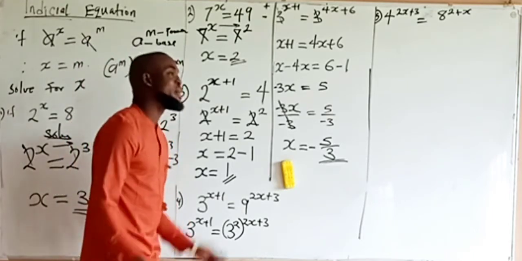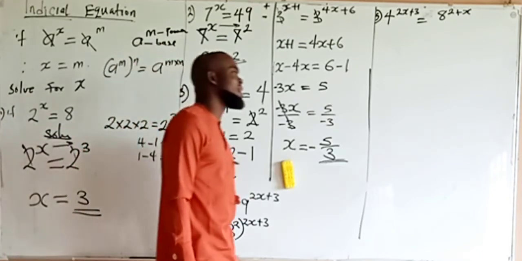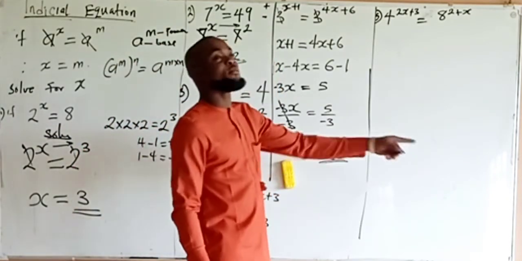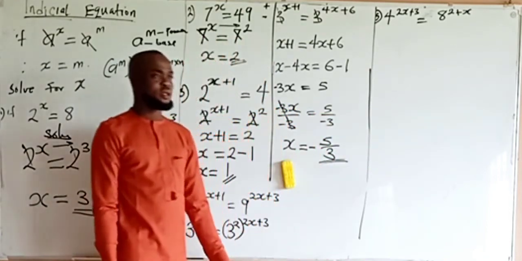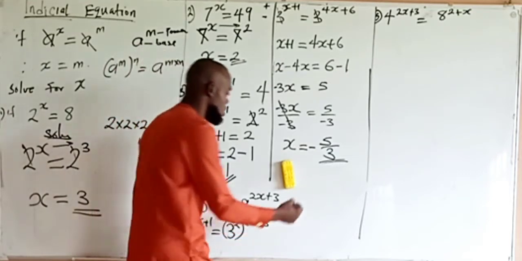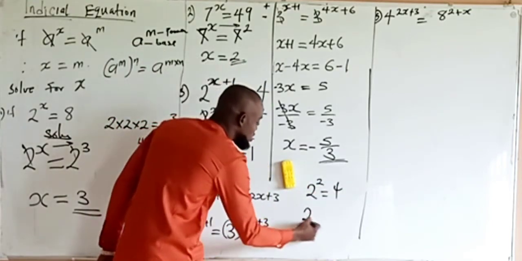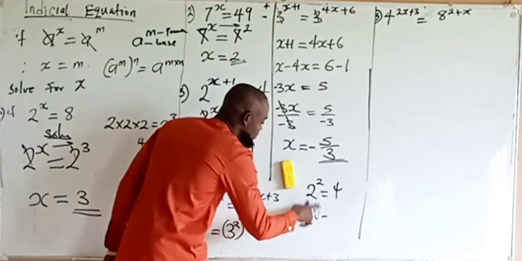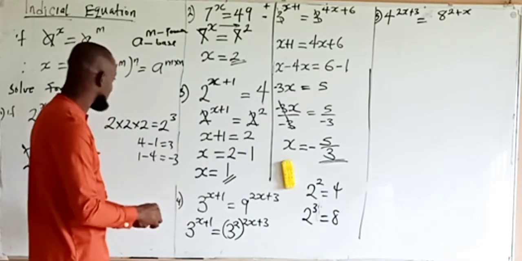let's check. Is there any particular number you can raise to a power that will give you 4 and 8 at the same time? Yes, there's a number like that. Which number? 2. 2 raised to the power 2 is 4. 2 raised to the power 3 is 8. You have done it before now.